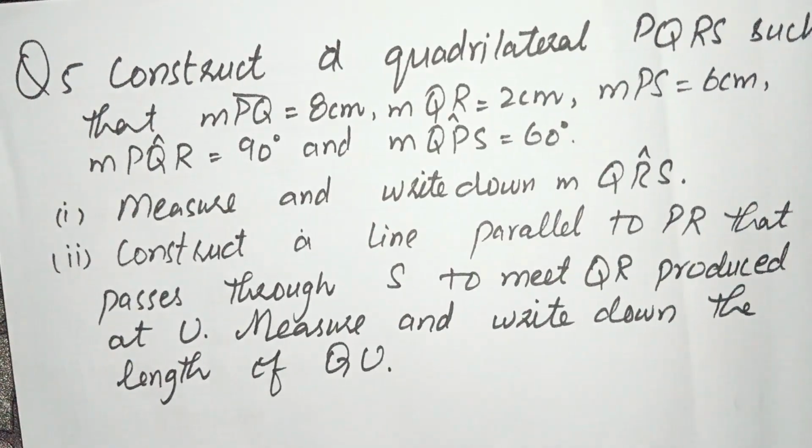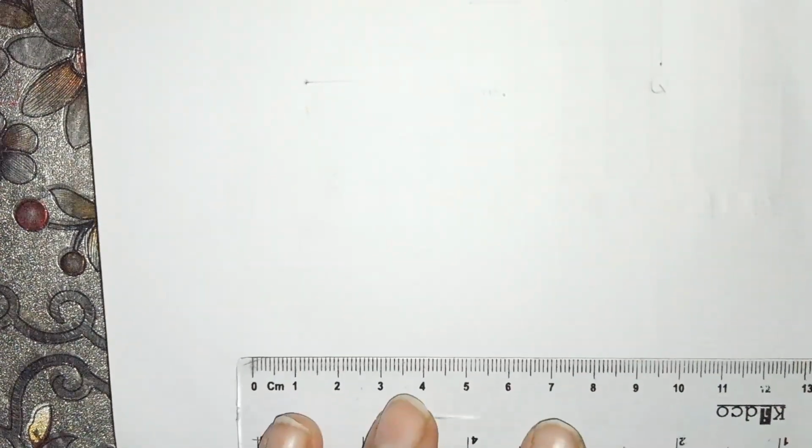Now students, question number 5: construct the quadrilateral PQRS such that PQ is 8 centimeter, QR is 2 centimeter, PS is 6 centimeter, and angle Q is 90 degree and angle P is 60 degree. First I am drawing the line PQ, which is 8 centimeter. Using the ruler, I am drawing the line of 8 centimeter PQ.